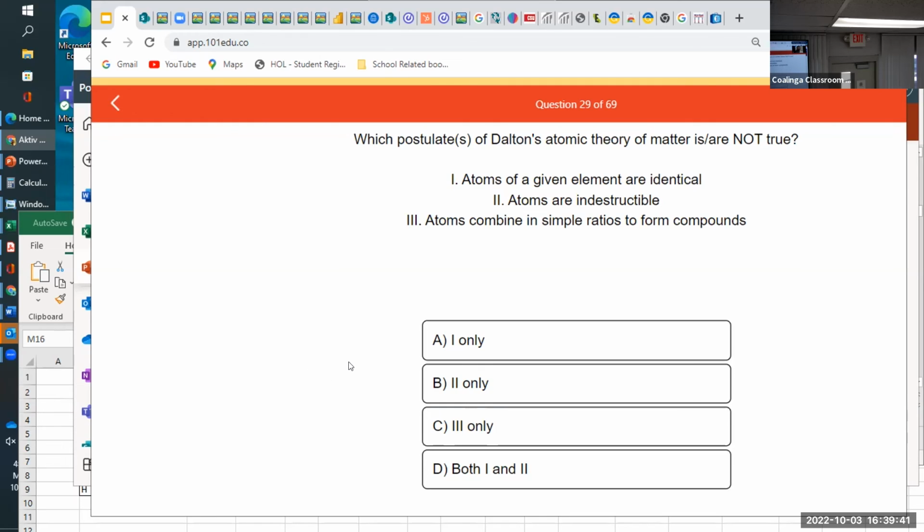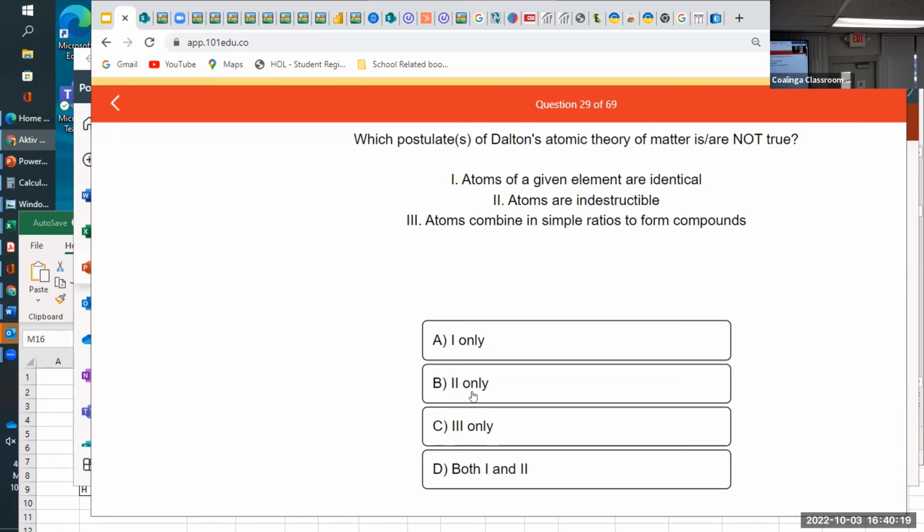Okay, so which of the postulates of Dalton's atomic theory of matter is/are not true? B. Or is it? Remember you guys said before, I think yours was all of them, but I'm not sure. Yeah, mine wasn't all of them. Most of them. Okay, so let's read it.